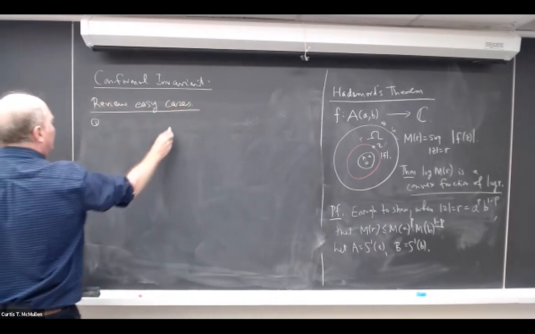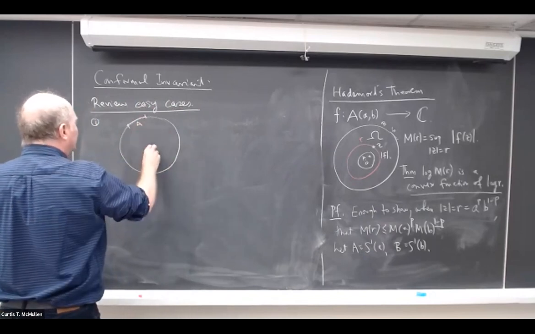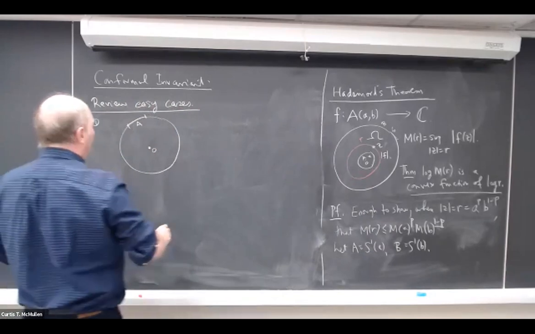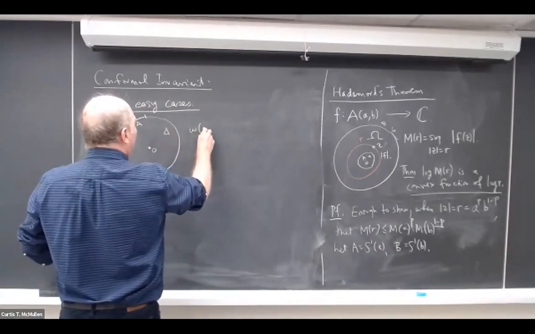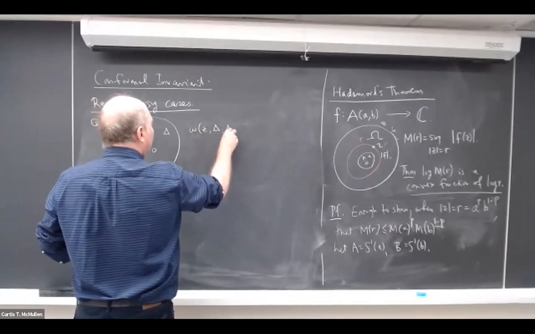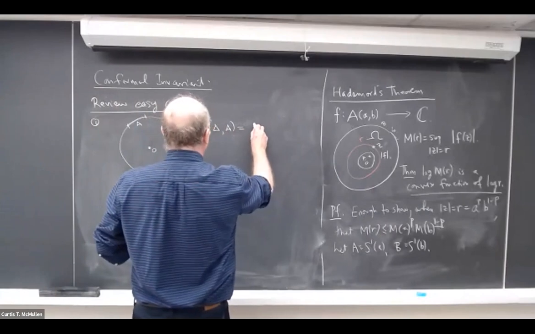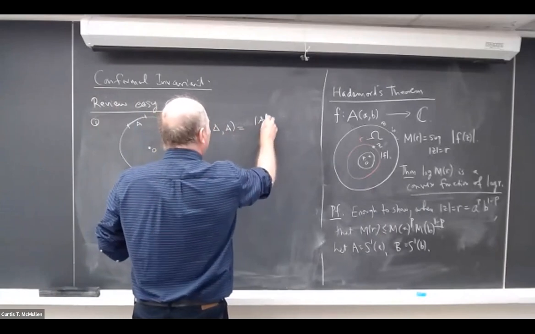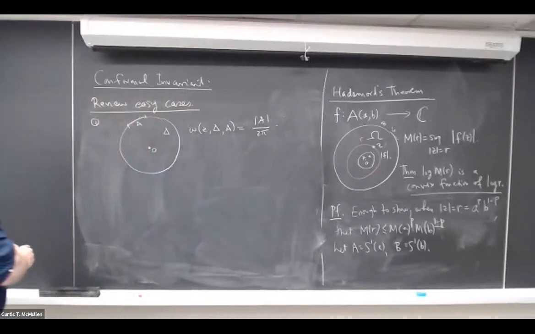So the first case we discussed was an arc on the boundary of the unit disk. And here, omega of z, delta, A is equal to just the length of A divided by 2 pi. It's the portion of the disk that's occupied by this arc.